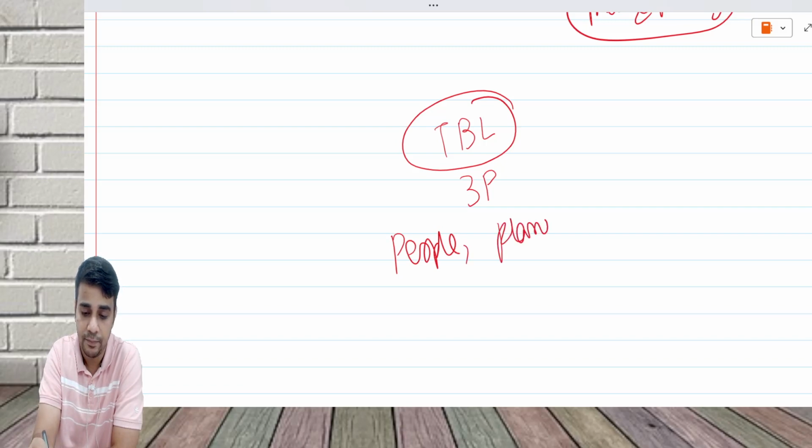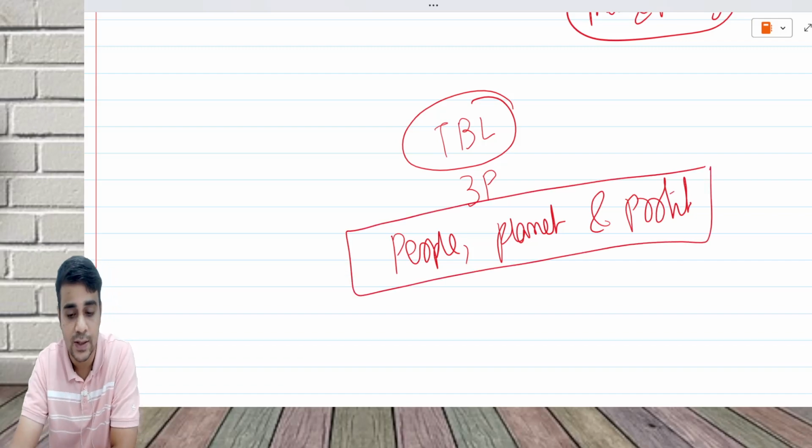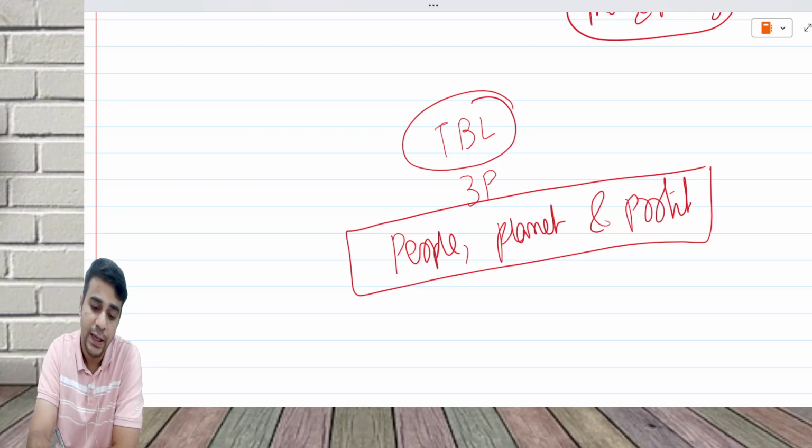For an organization to have sustainable growth, that is, to continue for a longer period, it is essential for them to focus on people, planet and profit. People is taking care of employees, customers and others. So people is basically called social in the ESG framework. Planet is called environmental.